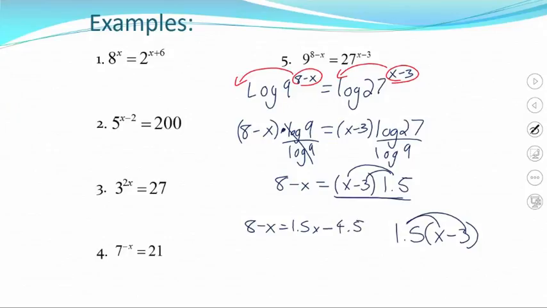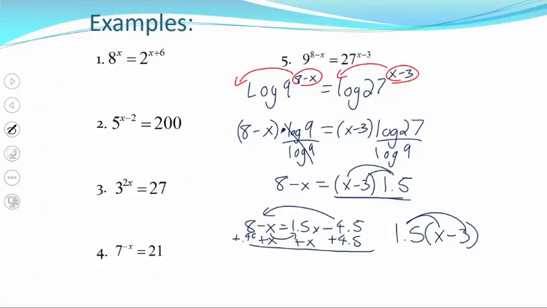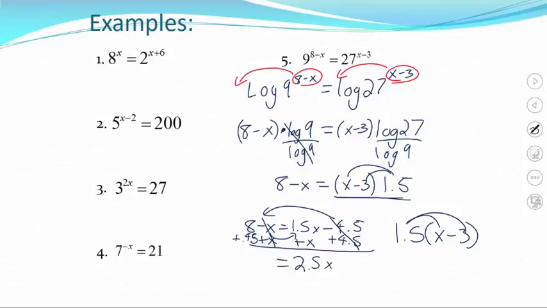So now I'm going to do a couple different things at once here. I'm going to move this x over here by adding x. And I'm going to move the minus 4.5 to that side as well, so I'll do that by adding 4.5. So I'm doing 2 steps in one. That's okay. So that's going to cancel out those. We'll have 1.5x plus 1x would be 2.5x. And 8 plus 4.5 would be 12.5. And then we'll divide by 2.5. And we'll get 5 equal to x.